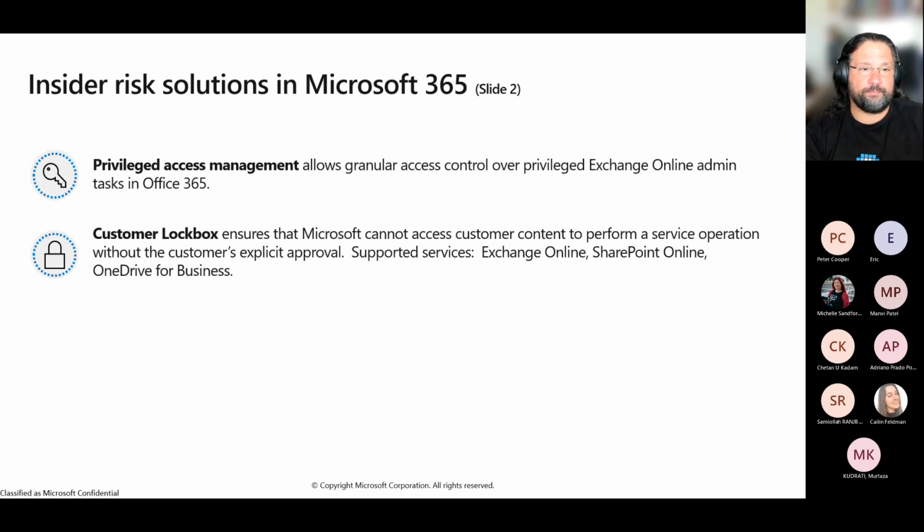Privileged access management. That allows you to control who can do what in Exchange Online only. So we had privileged identity management before, and that one was for all of the Azure AD roles. The privileged access management is specific to Exchange Online. But Exchange Online does all of the mail as well as all of the Teams chat. So it's probably important to have that granular level of control there.